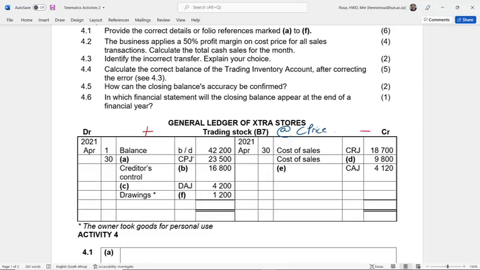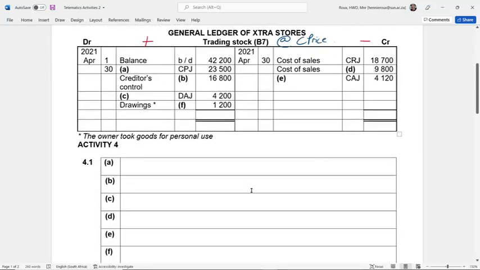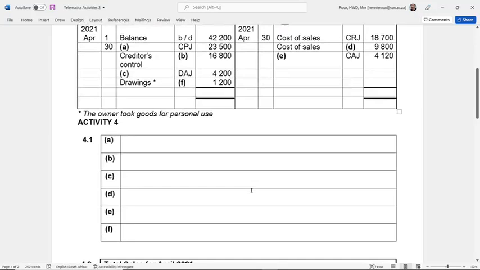We bought, so the contra account must be bank. Let's write that as we go along. We bought cash, therefore we debit trading stock and we credit bank. B, the folio number or the journal, we bought on credit because it says creditors control. And where do we buy on credit? In the CJ.